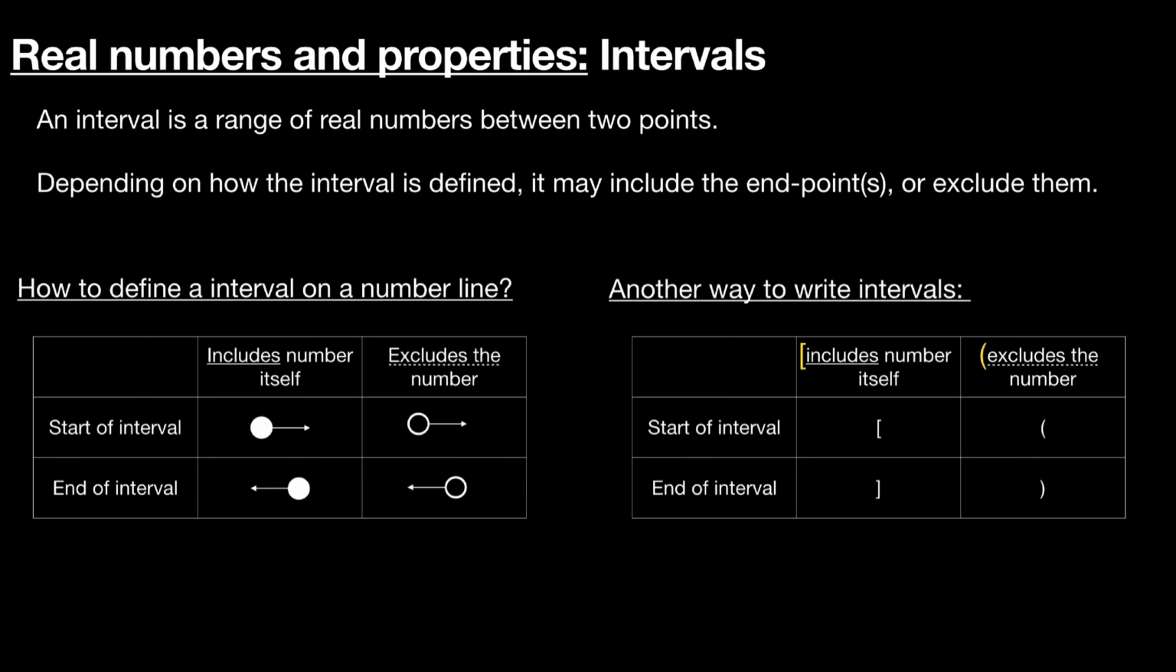So now, how do we remember which bracket is for which? The way I remember them is that include has a straight line in the i, and the square bracket also has a straight line, and exclude has an e which is curved like this, and so does the curved bracket, like that. So the way to remember it is to just think of the word include and exclude, and it will tell you which bracket to use.